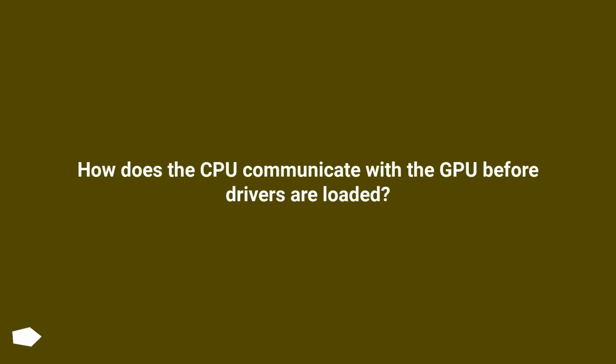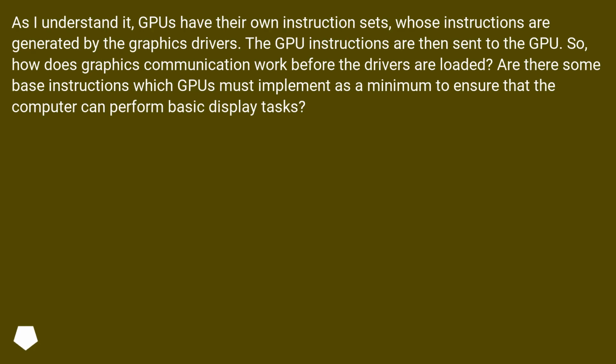How does the CPU communicate with the GPU before drivers are loaded? As I understand it, GPUs have their own instruction sets, whose instructions are generated by the graphics drivers. The GPU instructions are then sent to the GPU. So, how does graphics communication work before the drivers are loaded? Are there some base instructions which GPUs must implement as a minimum to ensure that the computer can perform basic display tasks?